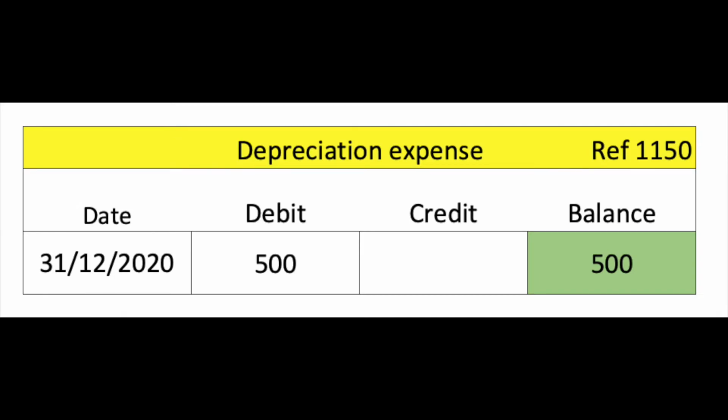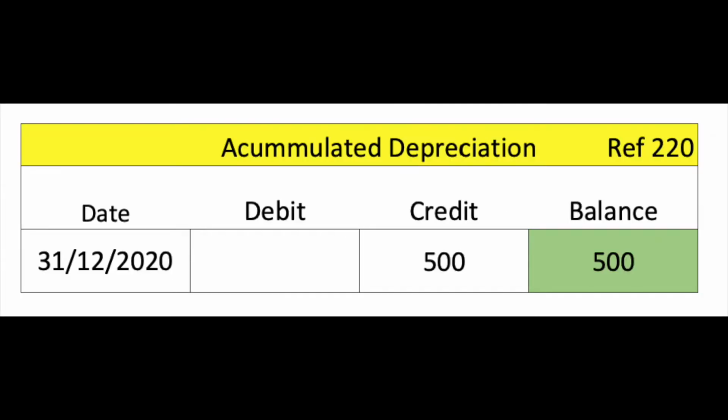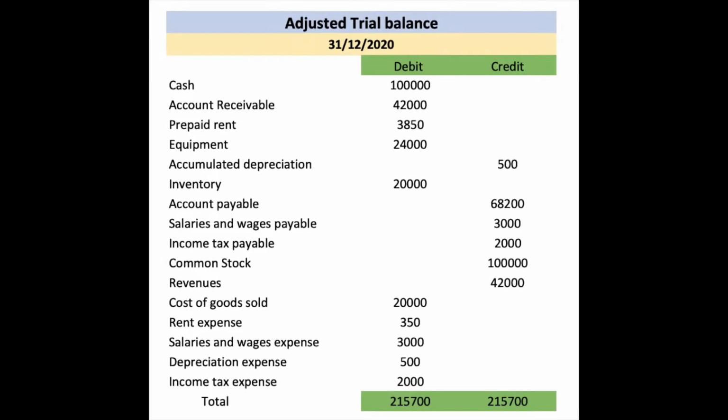$500 of depreciation expense is transferred to the trial balance. Equivalently, $500 of accumulated depreciation is transferred to the trial balance. Total debit side equals total credit side.